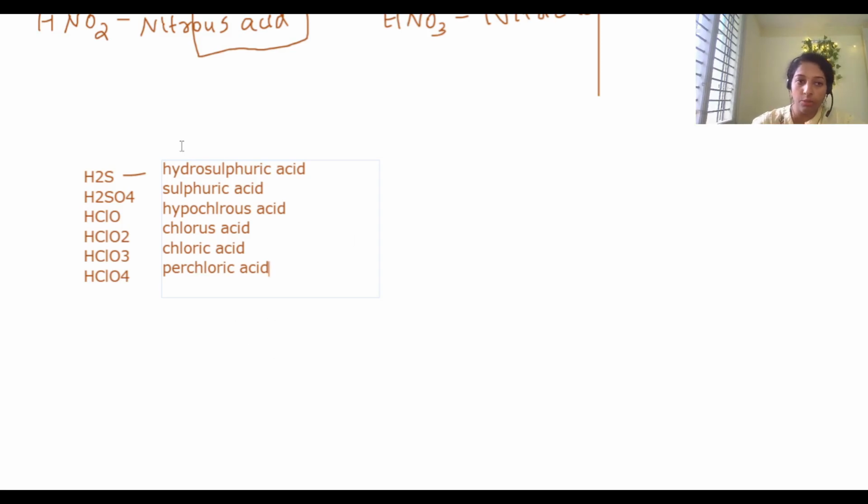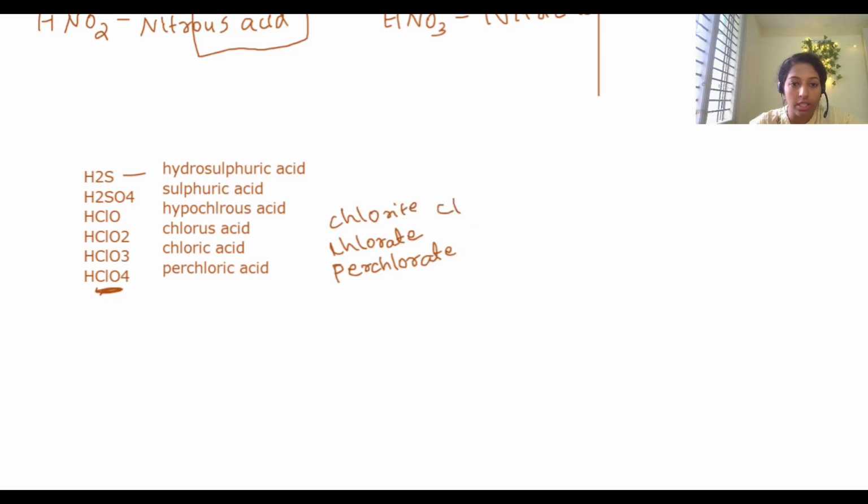So basically you need to know the polyatomic ions. That's a very important thing. ClO4 minus is perchlorate. If you know that, then only you can write the name of the acid. ClO2 minus is chlorite. ClO minus is hypochlorite. In that way you can easily write the acid names.